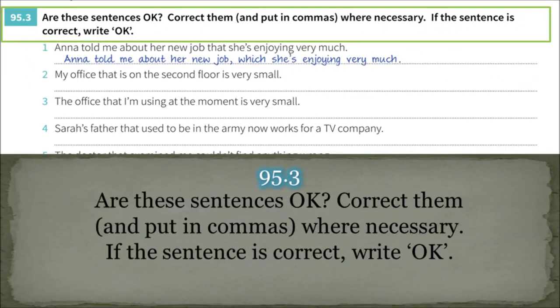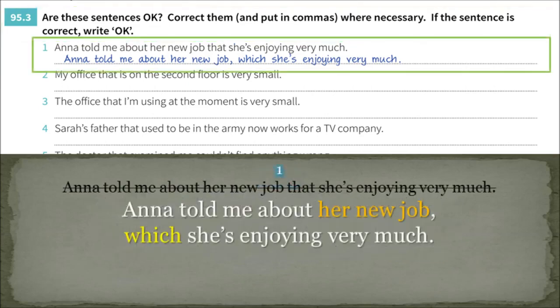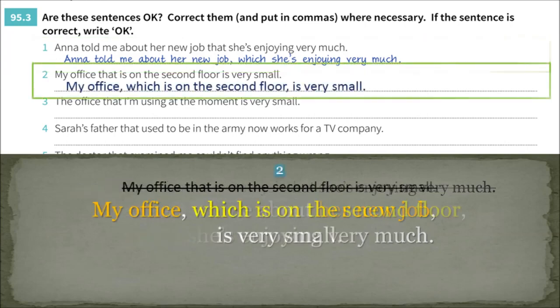Exercise 95.3. Are these sentences okay? Correct them. And put in commas, where necessary. If the sentence is correct, write OK. Anna told me about her new job, which she's enjoying very much. My office, which is on the second floor, is very small.